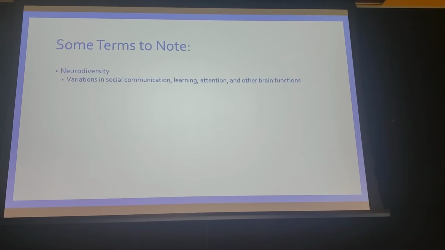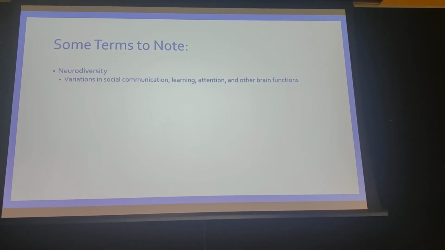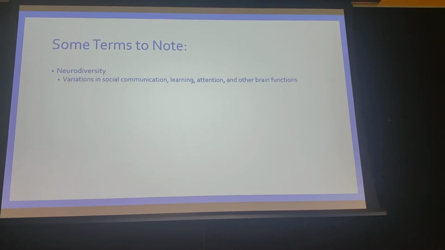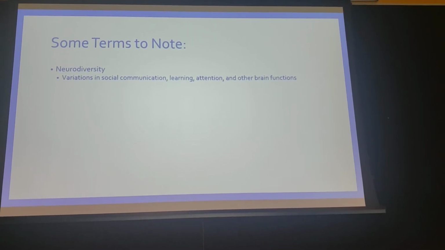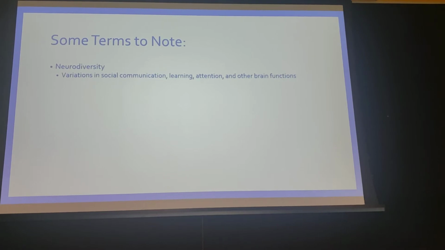First, neurodiversity refers to the variations in social communication, learning, attention, and other brain functions. This often includes psychological diagnoses such as autism and ADHD, along with other neurodevelopmental conditions.